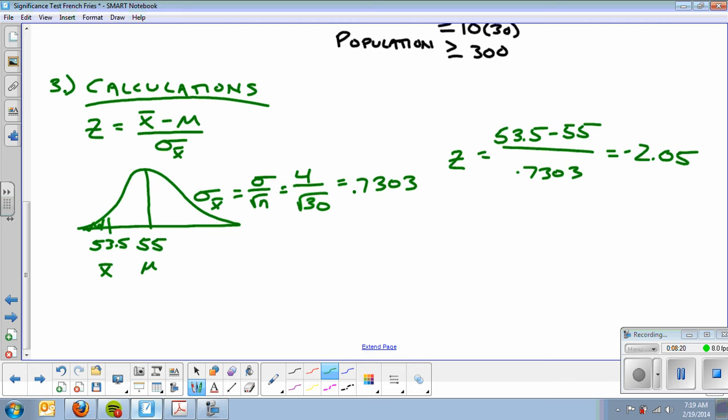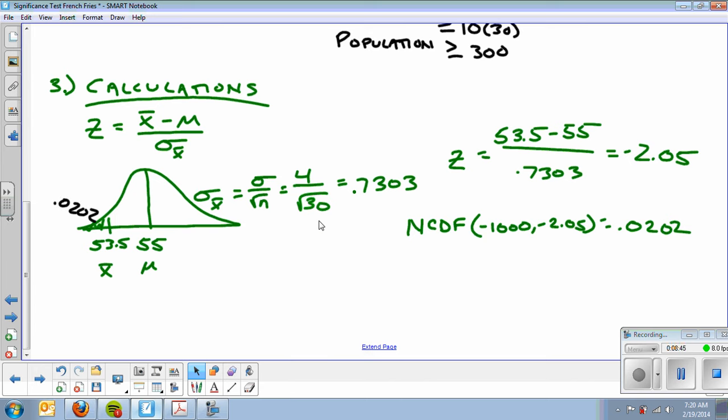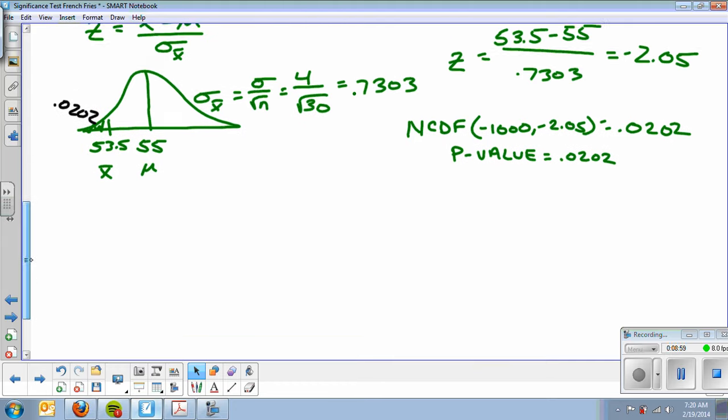And I'm going to use normal CDF. Negative 1 and a bunch of zeros, comma negative 2.05. And that's going to give me 0.0202. All right, and feel free to pause this and check in your calculator so that you make sure you're understanding where these numbers are coming from. So that's 0.0202, and that we have a new term for, now called the p-value. Okay. So that's it for the calculations. Not too bad. A lot of that's a review. Now we step down to the conclusion.